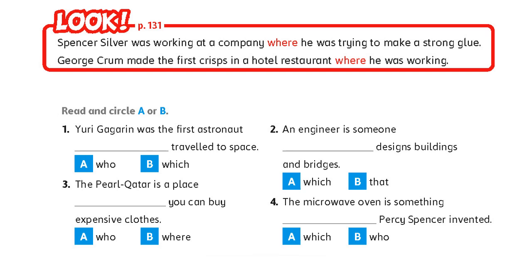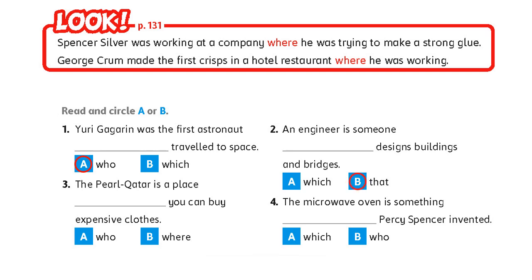In this activity, read and circle A or B. This activity is a mix. It is about all the relative pronouns. So focus. Number 1, Yuri Gagarin was the first astronaut. We are talking about people here, a person. So we'll choose who traveled to space. Number 2, an engineer is someone who designs buildings and bridges. We are talking about a person again, engineer, so we'll choose that.